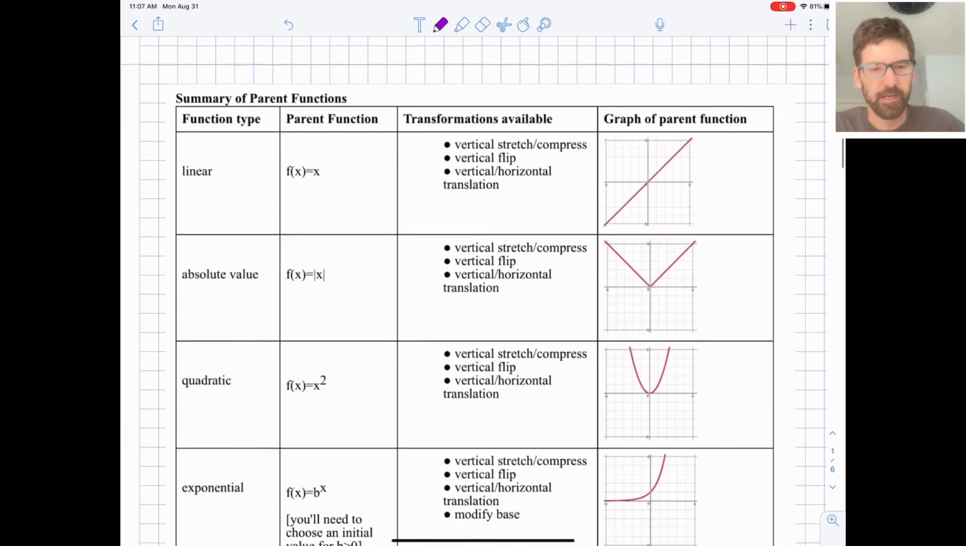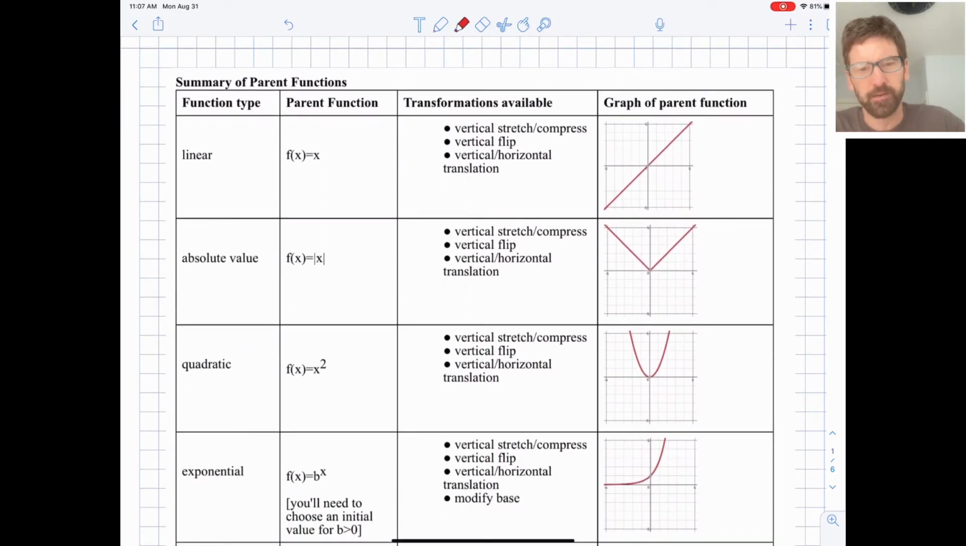I have a summary of parent functions here, and I'm not going to go in detail over every single one, but just kind of introduce them to you. Linear function should be familiar to you. The core parent function is just y equals x. Absolute value function, f of x equals the absolute value of x, has that classic V shape with a vertex. The parent function has the vertex at 0, 0.